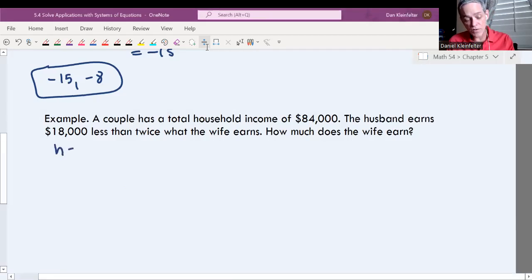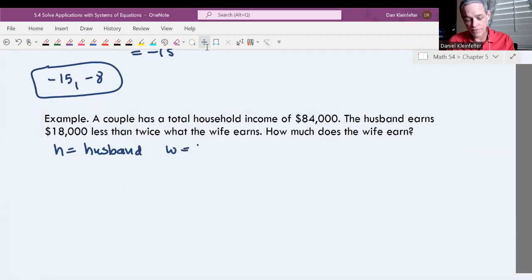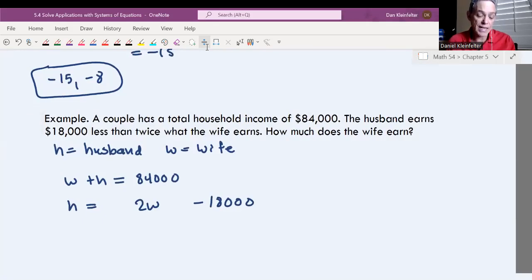I'm going to use H for the husband's income and W for the wife. You can use X and Y if you want, but it's easier for me if I use H for husband and W for wife. Okay, so the couple has a total household income of 84,000. So the wife plus the husband should be 84,000 altogether. That's that first sentence. Next, the husband earns 18,000 less than twice what the wife earns. So twice the wife minus 18,000, and that's what the husband earns.